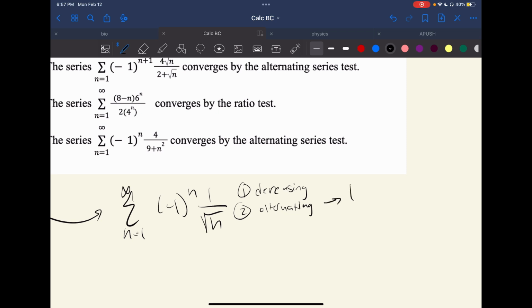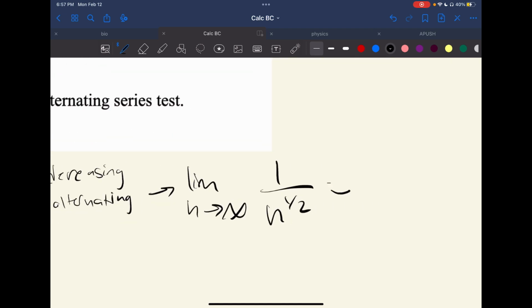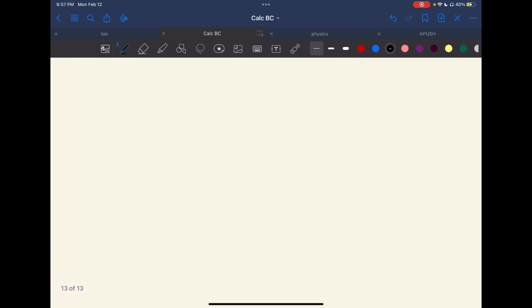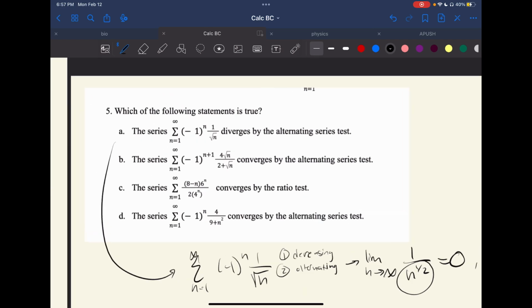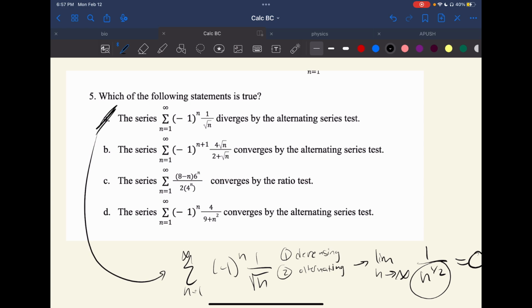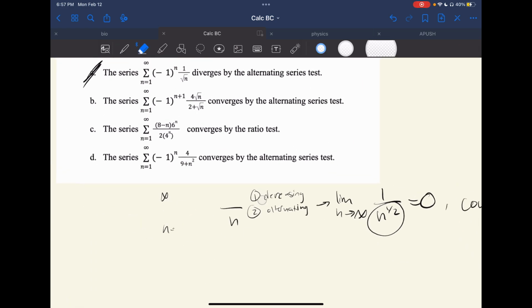So if we do this, we're going to take the limit as n approaches infinity of 1 over rad n. We'll write this as n to the 1/2. And this is going to equal 0 because this is going to increase really fast and ultimately it's going to converge. So this is wrong. A is wrong. It says it diverges, okay?